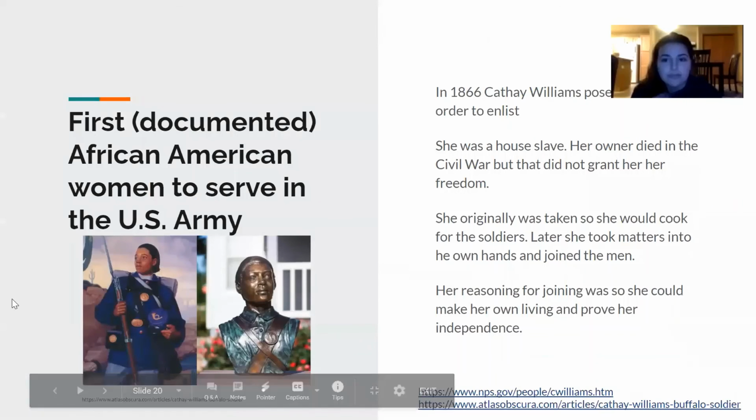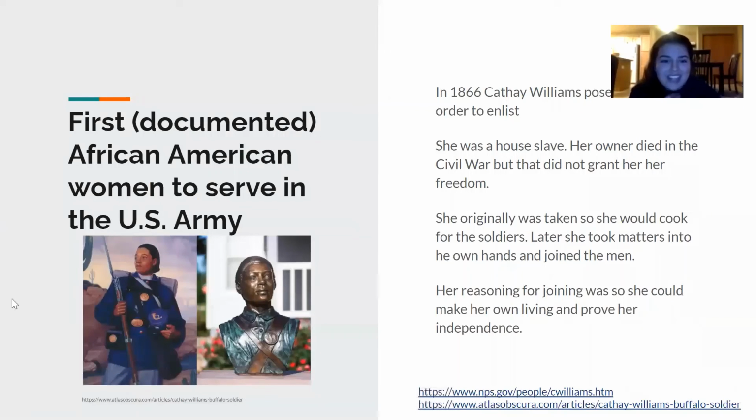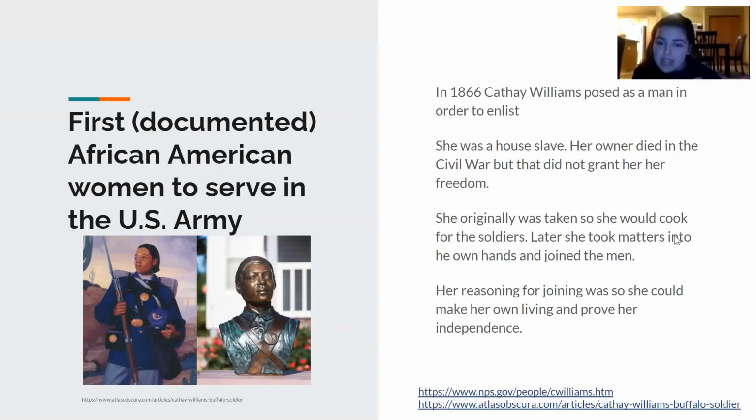Another fact is the first documented African American woman to serve in the U.S. Army. In 1866, Cathay Williams posed as a man in order to enlist. She was a house slave. Her owner died in the Civil War, but that did not grant her her freedom. She originally was taken so she would cook for the soldiers. Later, she took matters into her own hands and joined the men. Her reasoning for joining was so she could make her own living and prove her independence.